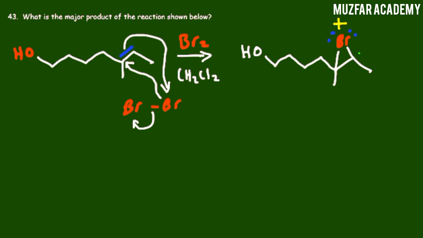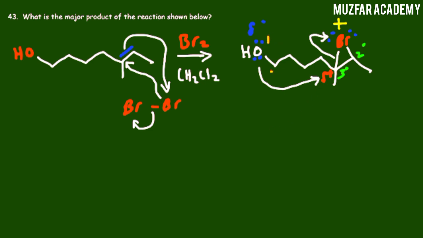Now here we have a secondary carbon, and here we have a tertiary carbon. The tertiary carbon is going to have more partial positive charge than the secondary carbon. And so this oxygen, which has a partial negative charge, is going to be attracted to the partially positive tertiary carbon. So it's going to attack that carbon. This bond is going to break. Those electrons will go to the bromine atom. And so this is going to close and form a ring.